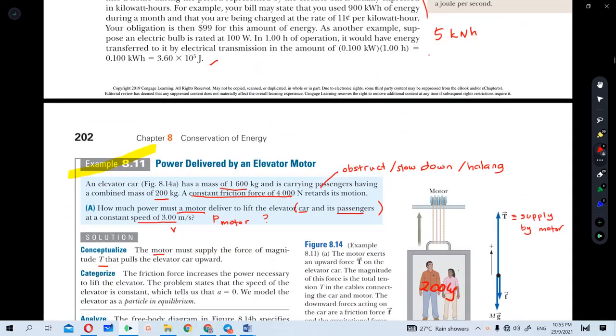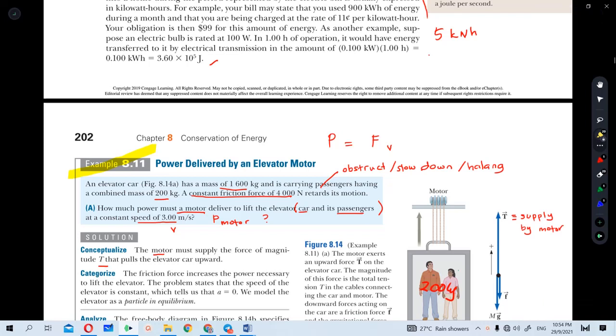Now in example 8.11, what we are going to do is calculate power. Since we are going to calculate power, what we need to identify in this question is number one, our force, and number two, the V value itself, if given. So let's now look at what's given in this question.